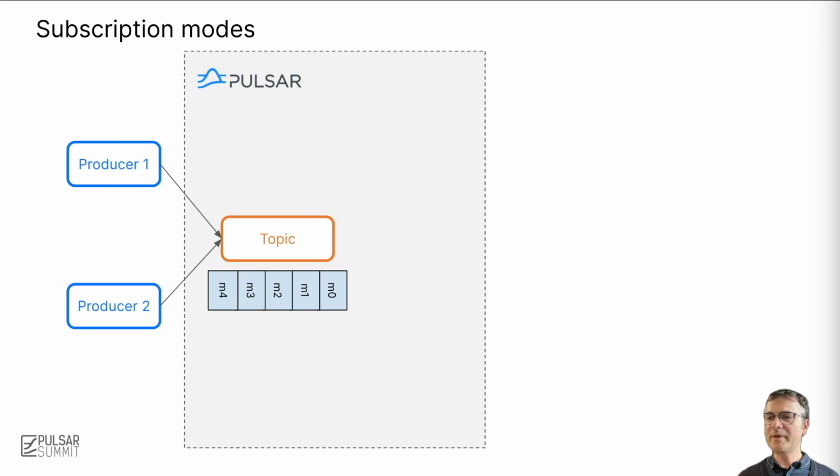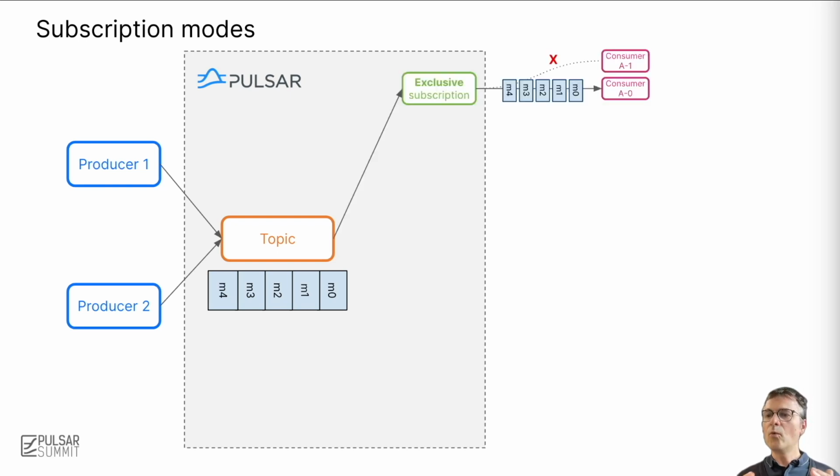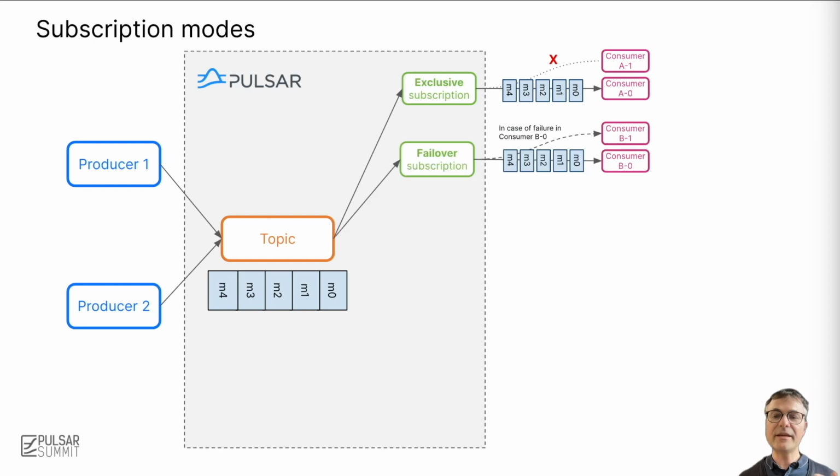So these messages in the topic can be consumed in different ways. When you need to process the messages in the right order, you can use the exclusive mode. In this mode, you have only one consumer at the same time, and Pulsar enforces it. So you will get an error if you try to add another consumer to the same subscription. Okay, fine, but what if the consumer is down? If you can't afford to wait for this consumer to be available again, then you can use the failover mode. In that mode, when your consumer is down, Pulsar will fall back to another one, and it will deliver the messages to this consumer.